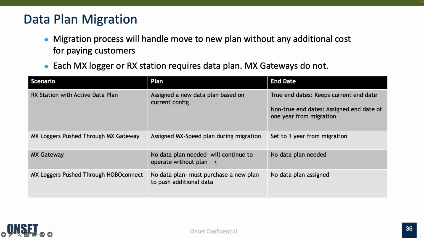You won't see a plan with gateways because they no longer require it. You can add as many gateways as you need without an additional fee. The data plan is associated with the MX logger itself. MX loggers that are pushed out through HOBO Connect will not automatically get a plan, but will require a plan to push new data into the system. And at launch, those will be available at onsetcomp.com or through your distributor to purchase.